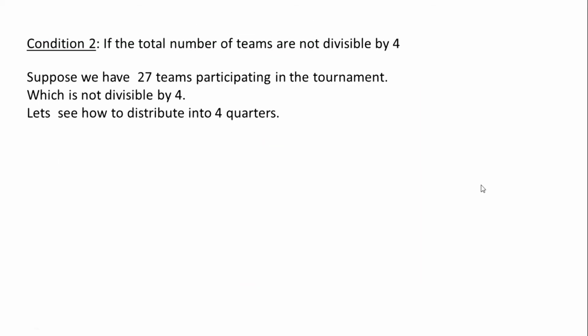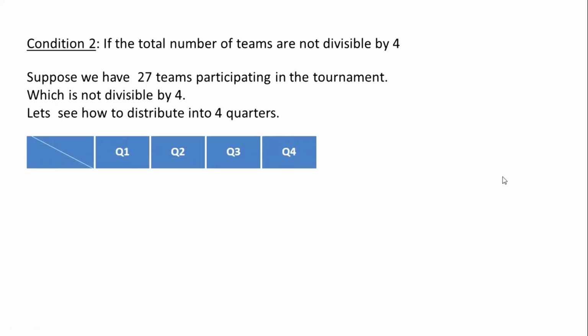Now I will show you one more example with 27 teams, which will not be divisible by 4. So we are taking 27 teams and we will be getting more number of byes, and we will see how to distribute these byes equally to the 4 quarters. And first we will distribute the teams to the 4 quarters.